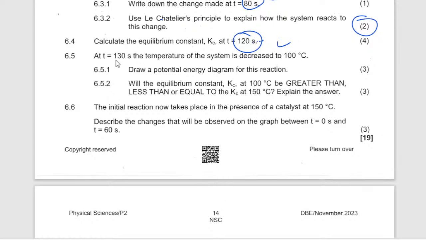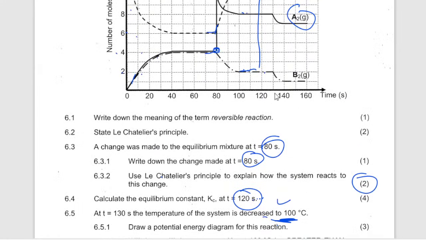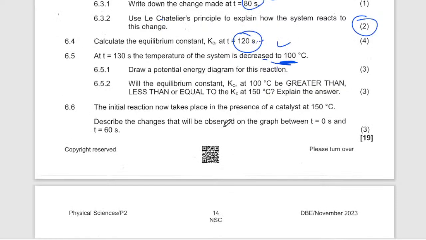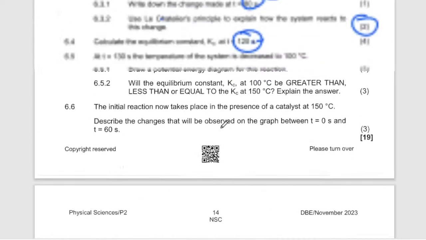Calculate, okay, at 130 the temperature of the system decreased. 130, let's go check. 130, okay, temperature decreased. When it decreased, what happened? The reaction increased. So it means that this reaction is exothermic. Yes, it's exothermic. So let's look at it and we see the temperature decreased, which means that the reaction is exothermic.